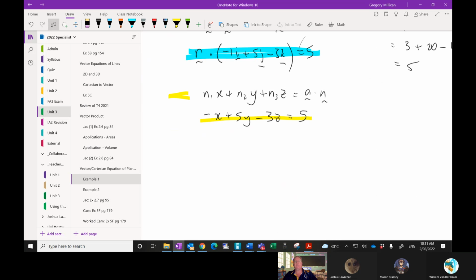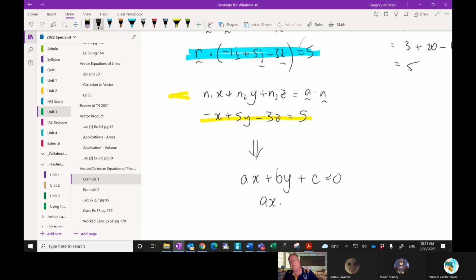We can see that negative x plus 5y minus 3z equals a number. It's more like an equation that we are comfortable with. We've been working with Cartesian equations since grade 9. When you were first introduced to y equals mx plus c, that was your very first Cartesian equation of anything. What I introduced to you probably last year, you might have got it in grade 10, is the general form of a line: ax plus by plus c equals 0.